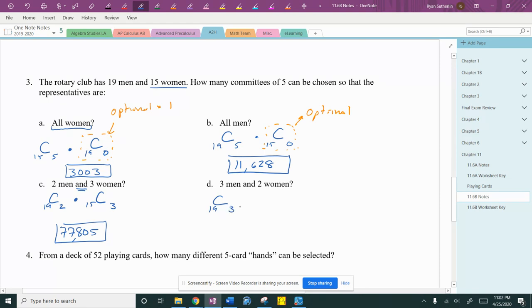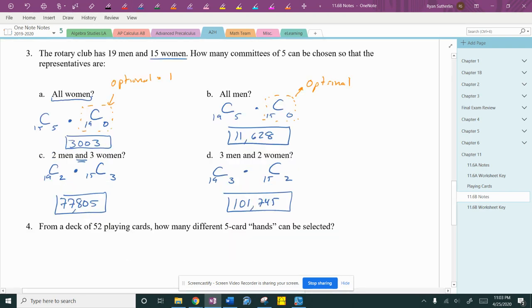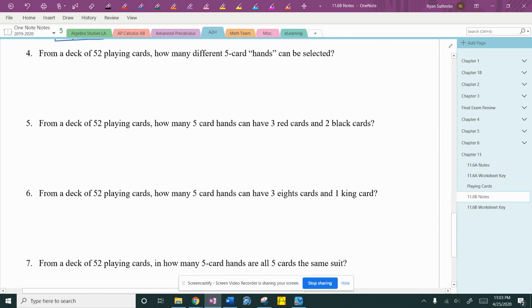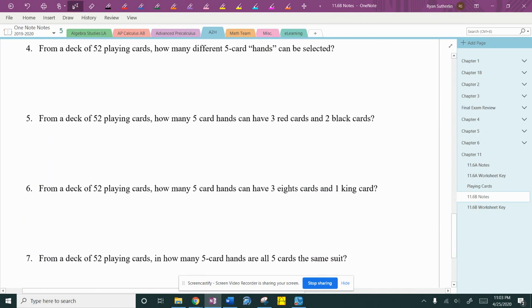And for the last one, 3 men and 2 women, very similar. Out of the 19 men, we want 3. Out of the 15 women, we want 2. Multiply that out, you get 101,745 different possible combinations that could be used. So combination, there is no position, there is no order. Doesn't matter. All right, the rest of the problems in these notes deal with, as a lot of probability and counting problems do, playing cards.